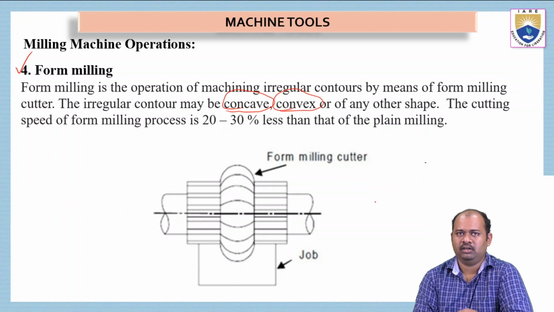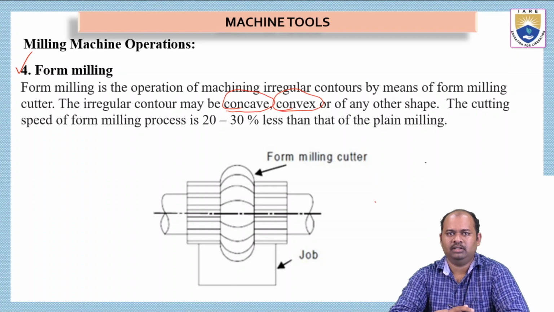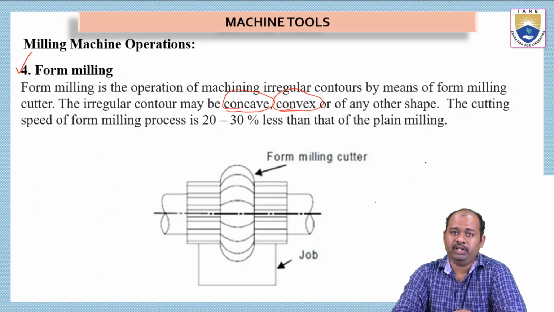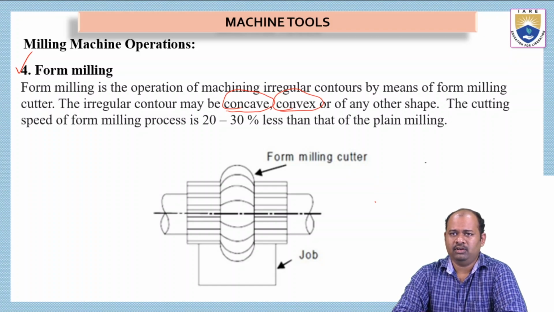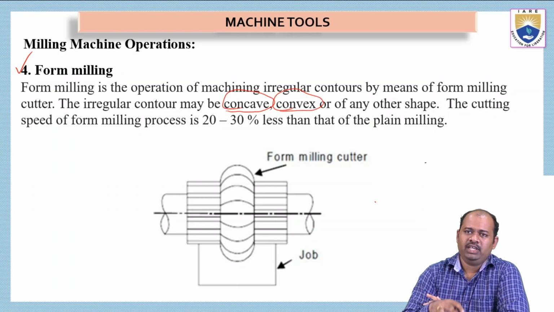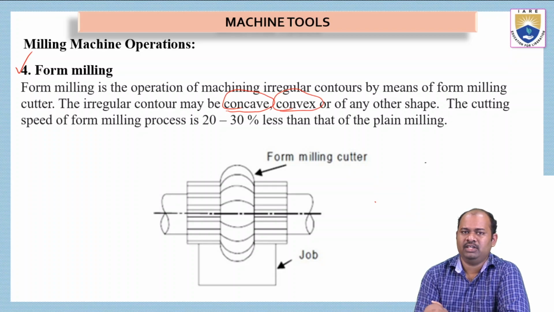So the cutting speed of form milling is 20 to 30% less than that of plain milling. We have seen the first process, plain milling, and the speed of this form milling process is 20 to 30% of the plain milling. Why is it so slow? Because we have to do this contour shaping very slowly, because it is not a regular shape.